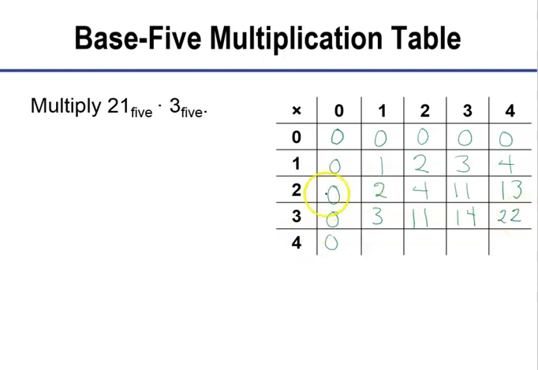Keep going. 4 times 1 is 4. 4 times 2 is supposed to be an 8, which is 1 5 and 3 1s. 4 times 3 is 12, which is 2 5s and 2 1s. 4 times 4 is 16. Hey, that's 3 5s and 1 1.